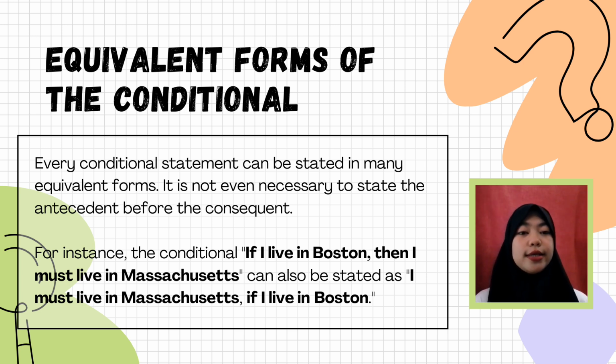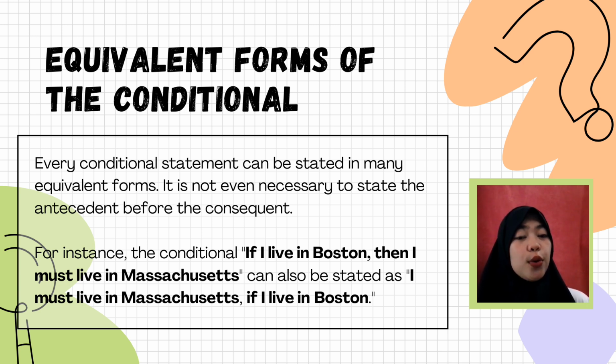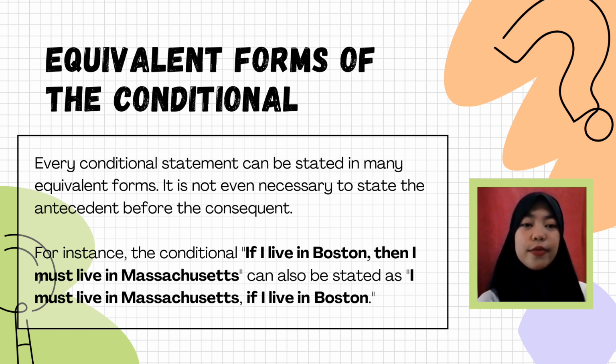So every conditional statement can be stated in many equivalent forms. It is not even necessary to state the antecedent before the consequent. So i-discuss natin yan later on. For instance, if you have the conditional statement, if I live in Boston, then I must live in Massachusetts. So, pwede rin natin siya i-state as I must live in Massachusetts if I live in Boston. So, let's elaborate it more.